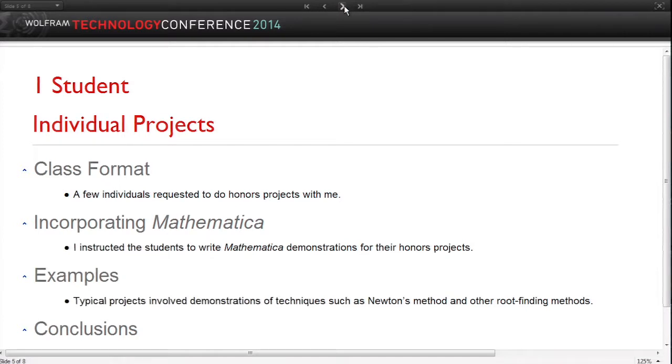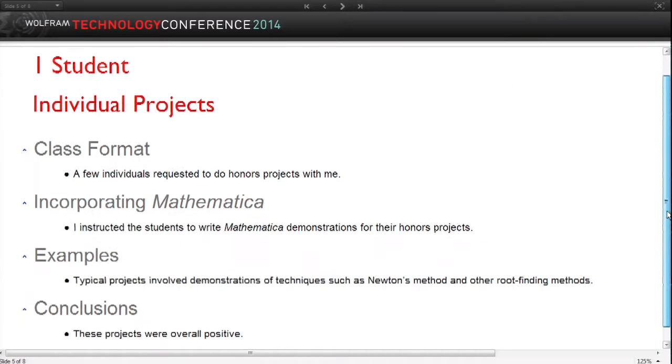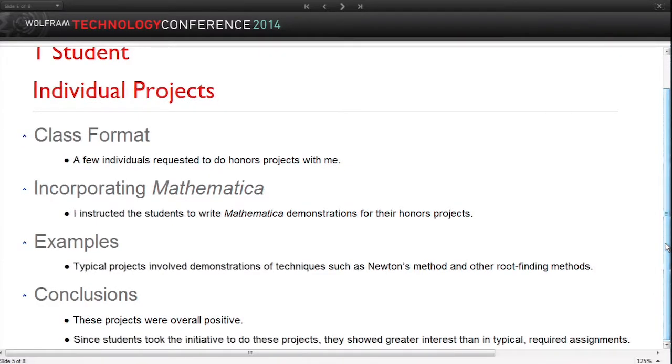And so last fall, I had 2 students who wanted to do things in Calc 1. And I said, well, let's look at some root finding techniques. And so they looked at, trying to think of the techniques off the top of my head, Newton's method, the secant method, and the bisection method. They explored different root finding techniques, created demonstrations in Mathematica to visualize what was going on, to compute these root finding techniques, and to really understand at the basics what was going on.